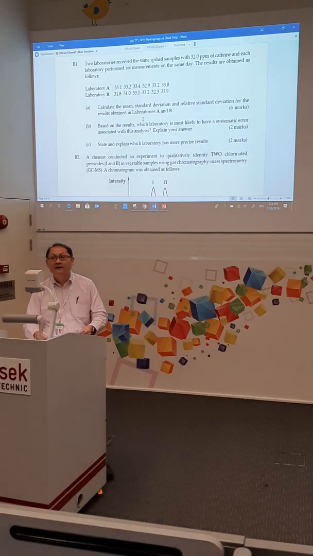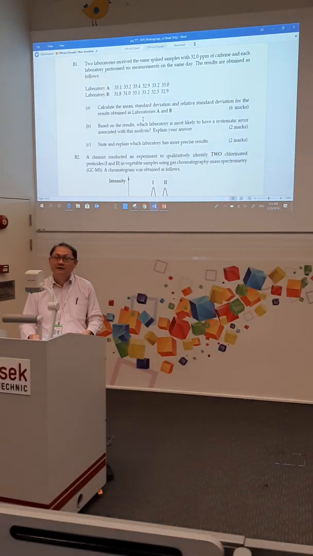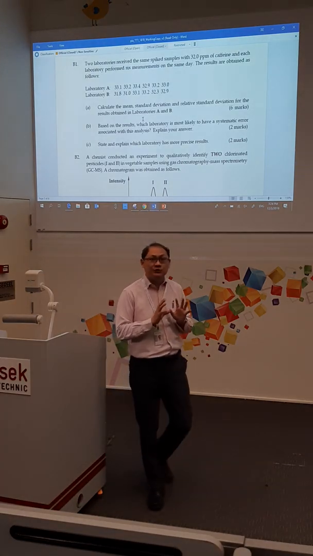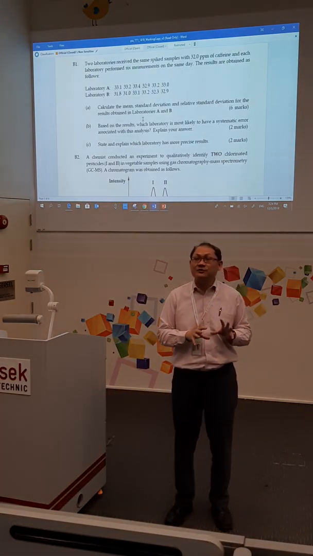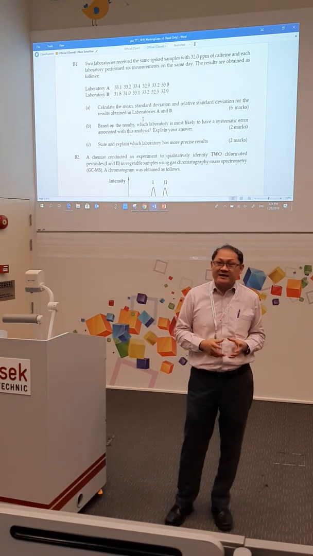Which one? B. B, laboratory B. Your justification? Your reasoning? Because the numbers are a bit off, like 31, 31, then 33, 32. I don't know. Okay, so that's why for this one you need to understand the fundamental concept very clearly. So what does a systematic error mean?